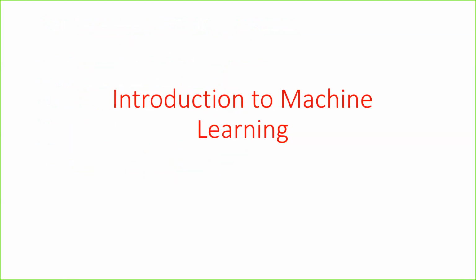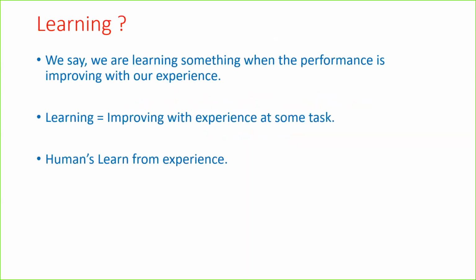Thank you. So before we proceed to the machine learning, tell me what is learning? When do you say that you're learning something? Whatever it is. So whatever it is, let's say the dance, music, or cricket, or cooking, whatever. We say that we're learning something when the performance is improving with our experience. Like I can say that I'm learning dance if my performance at dance is improving with my experience. So I can claim that I'm learning music if my performance at music is improving with my experience.